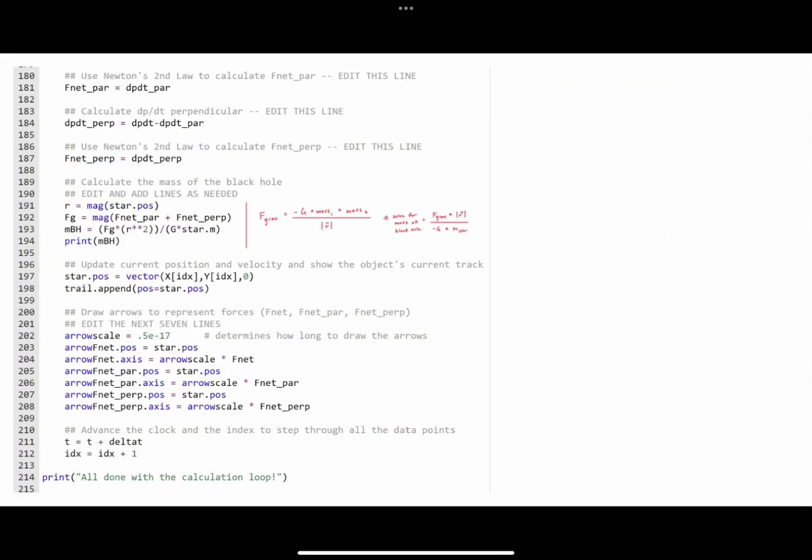In this part of the code, we are solving for the mass of the black hole. To make things easier, I established the variables for the magnitude of the star's distance to the black hole and the magnitude of the force. I then use the force of gravity formula to solve for the mass of the black hole.